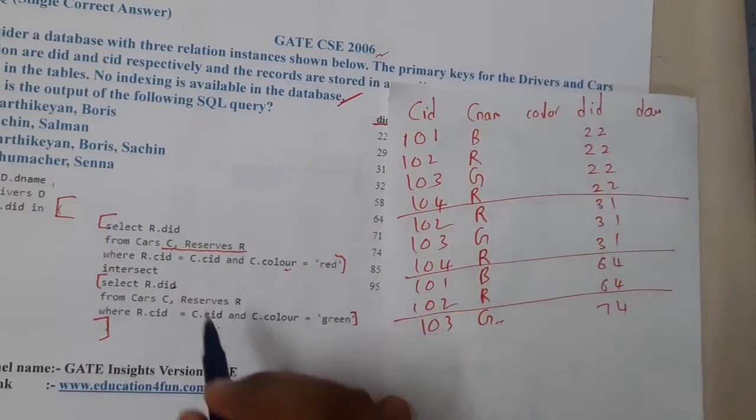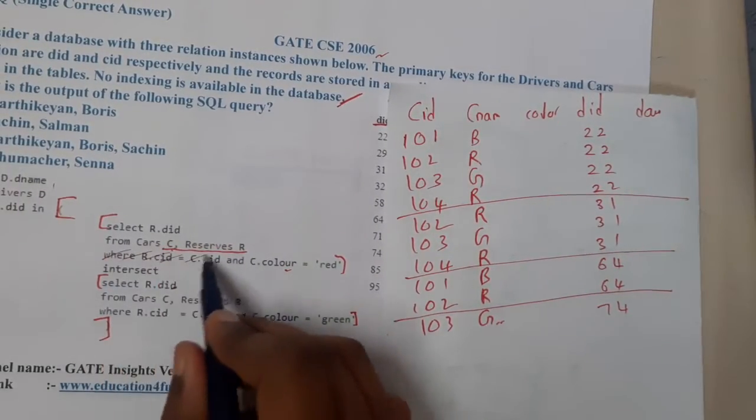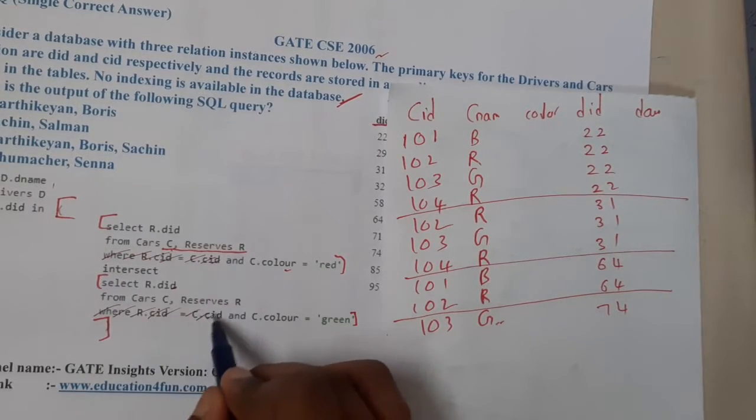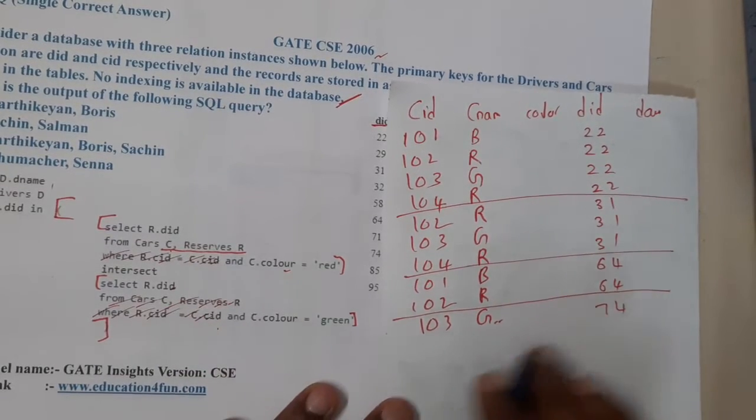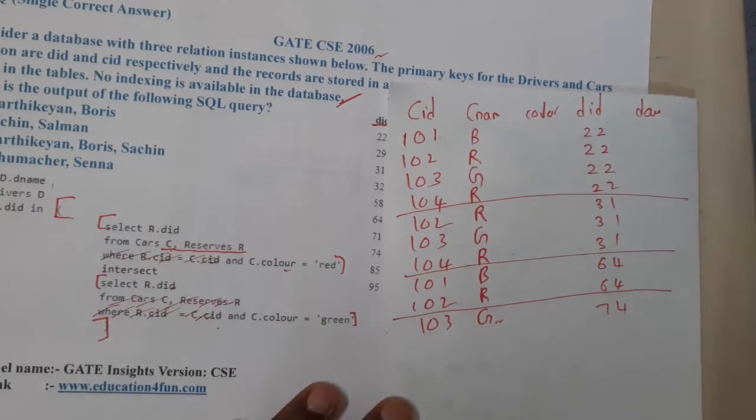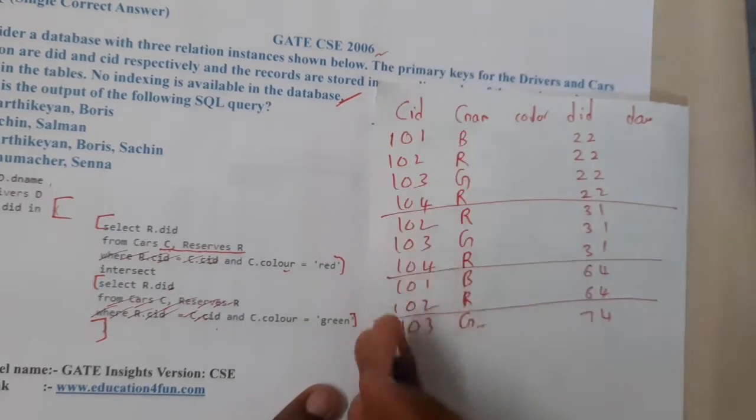Now let us start the comparison. This mapping is done, indirectly. We have combined them. Now we need to check for which the color is red and green. For red, I will be marking this side.